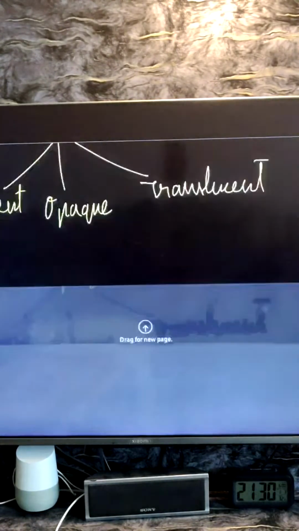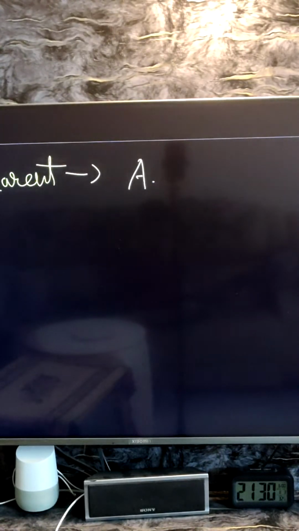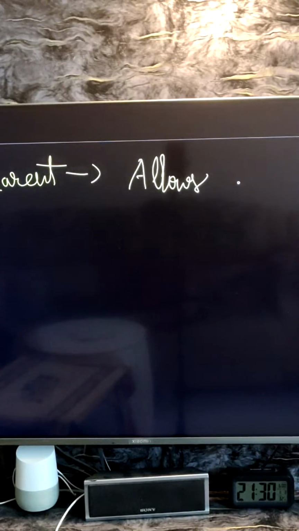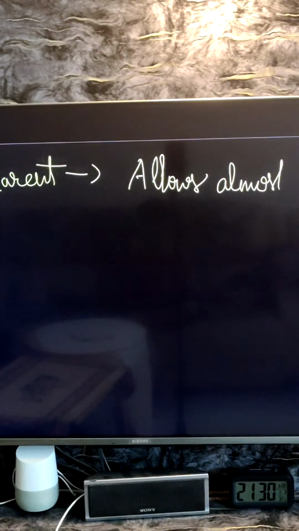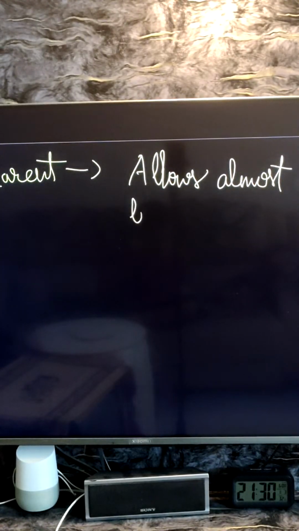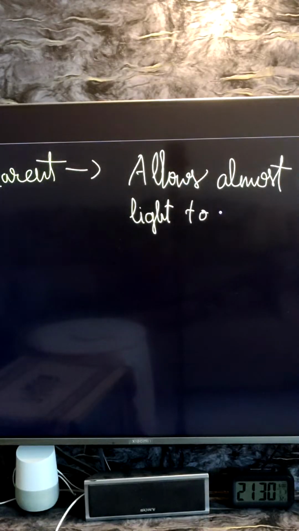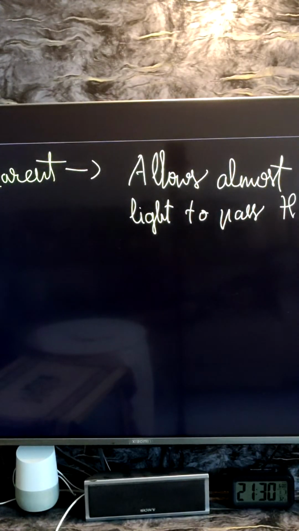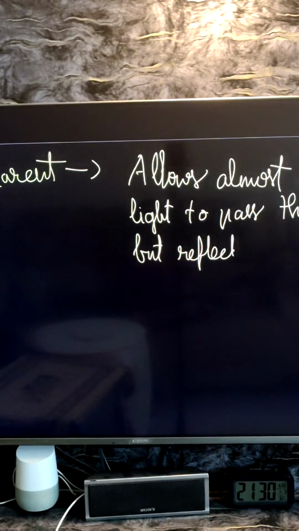So first let us move on to transparent. What is a transparent surface? It allows almost all the light to pass through it but reflects very little light.